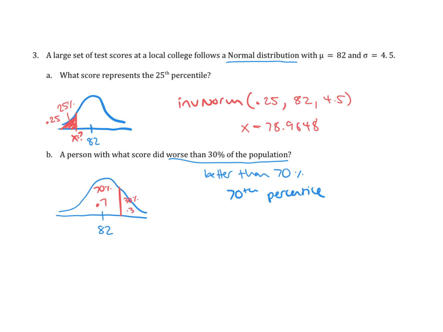But again, the calculator needs us to enter the part on the left. So in the calculator, we are going to type in inverse norm, and we will put 0.7, the area to the left. The mean is 82, the standard deviation is 4.5, and we get x is equal to 84.3598. So the person who scored in the 70th percentile got about an 84%, and they did better than 70% of their classmates, worse than 30% of their classmates.